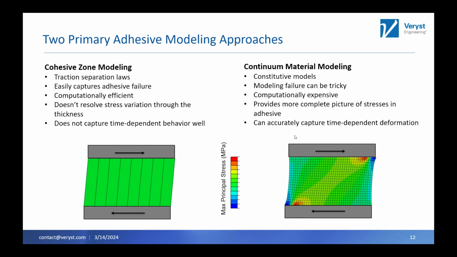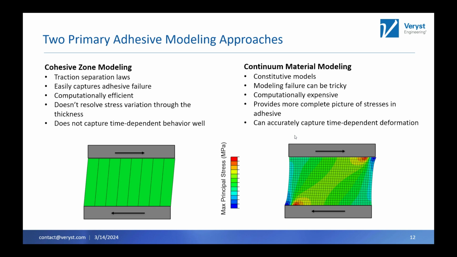This is based on what are called traction and separation laws. We'll talk a little bit more about those later. But the key point about a cohesive zone model is that it's designed to capture adhesive failure. So during the simulation, adhesive starts to fail, and that changes the stress distribution on other components. And if that's an important outcome for the simulation, we'd be more likely to recommend a cohesive zone model approach.